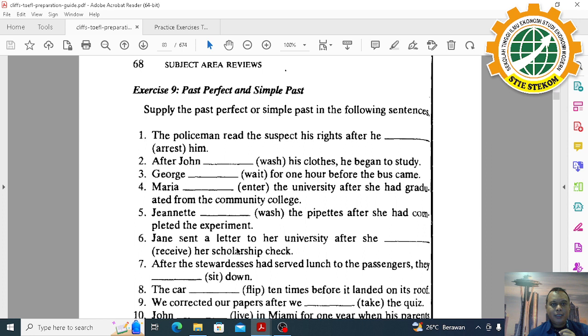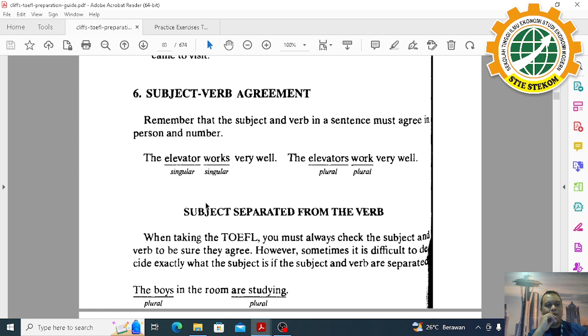Gimana Mister maksudnya ini kata kerja kok ngikutin kata benda? Jadi kalau kata bendanya adalah tunggal, ya, misalnya he, she, it, third person singular, itu kita pakainya adalah s, ya, karena dia tunggal. So the elevator works very well. Okay, elevator ini adalah termasuk it, ya, third person singular. Maka pakainya s.